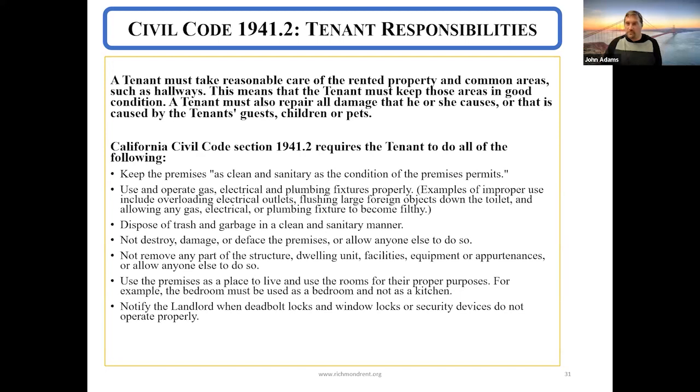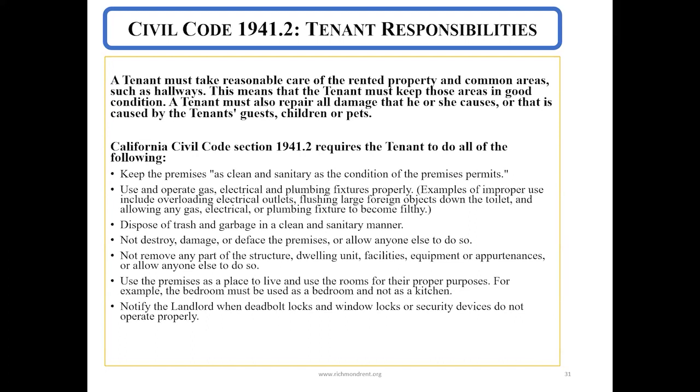It includes common areas such as hallways and backyards. Incluye áreas comunes como jardines de atrás y de frente de la propiedad. And it also states that the tenant is responsible for their guests, children, and pets. También declara que los inquilinos son responsables por sus hijos, sus invitados y sus mascotas.